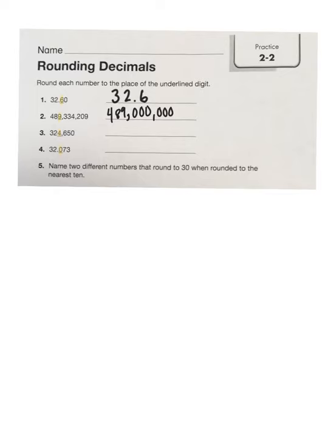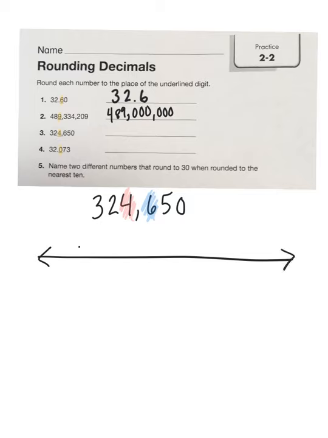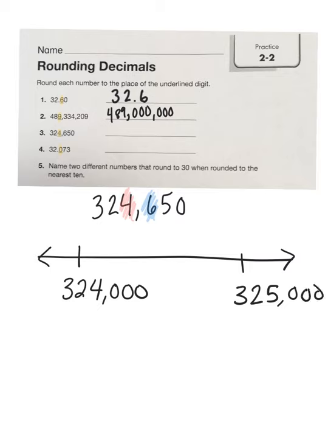Okay, number 3, I'm going to round 324,650 to the nearest thousands place. And in order to round to the nearest thousands place, I need to use my hundreds place to help me do that. So I'm going to round either down to 324,000 or round up to 325,000. All of these digits revert to zeros when you round.